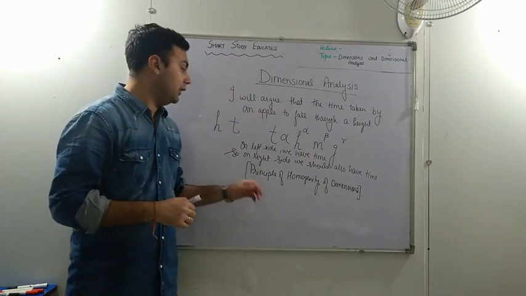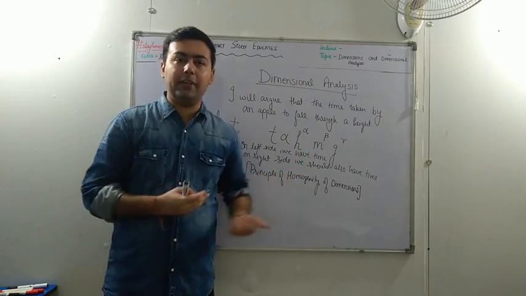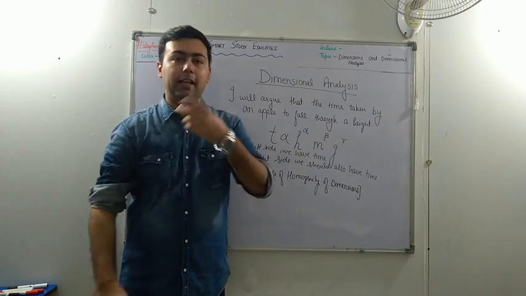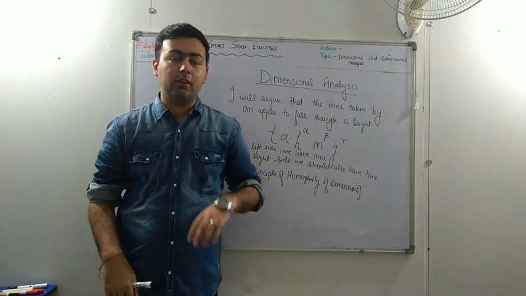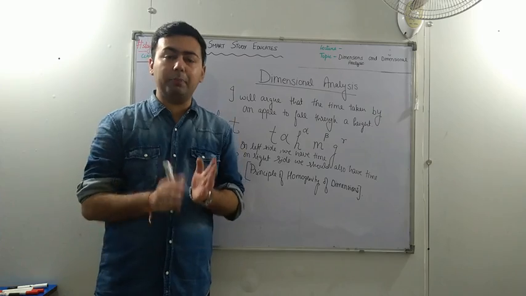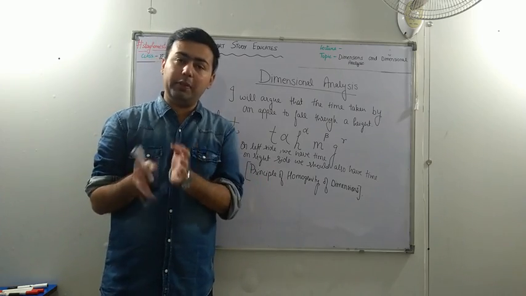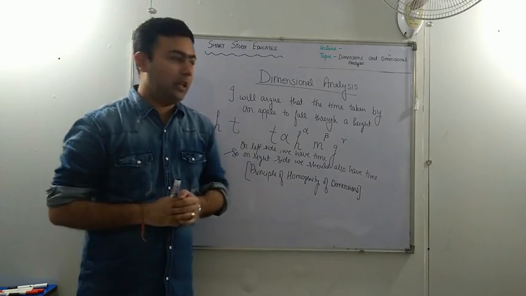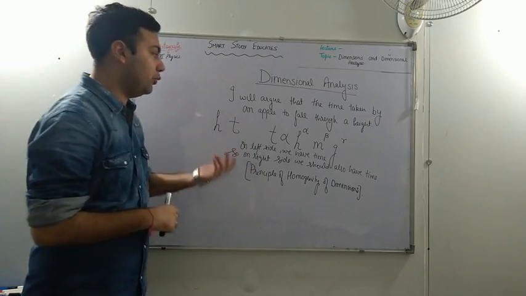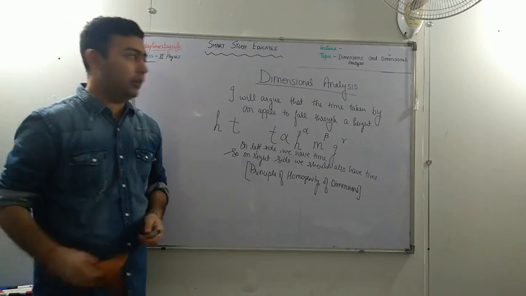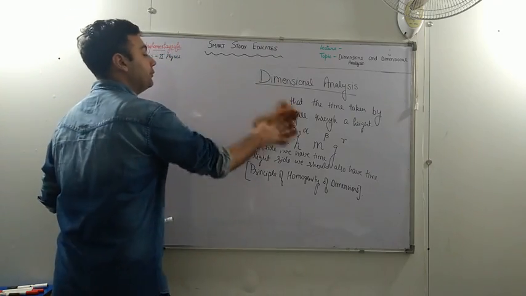I cannot have time in seconds on the left side, and on the right side I cannot have meters per second squared, or meters, or kilograms, or meters per second. No, it should be time on the right side also. So now we are going to start. I have to rub this. I hope you are with me on this.